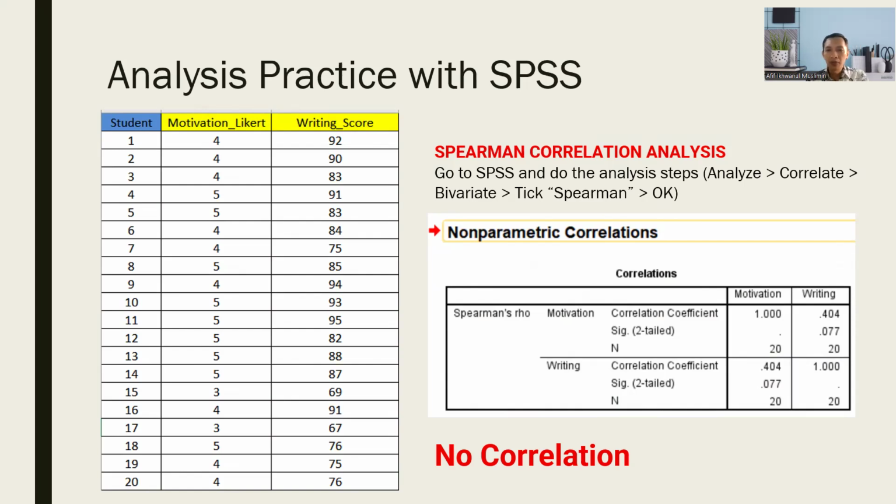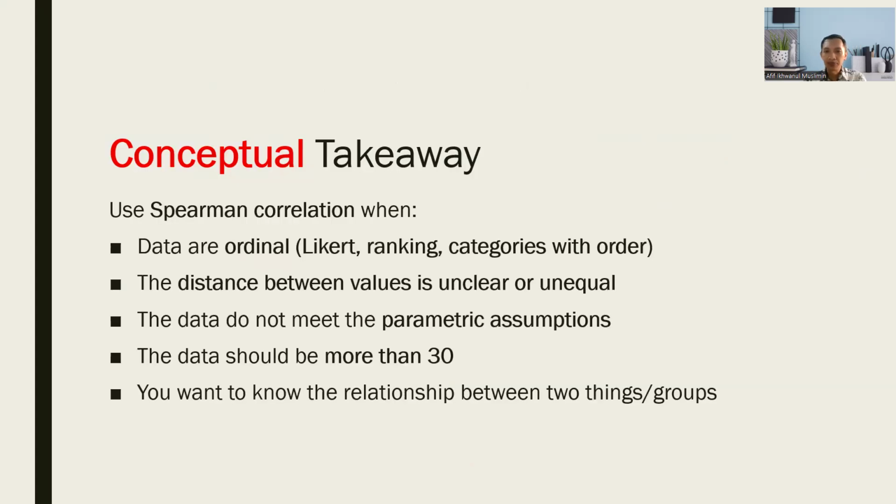From the table, we can see that there is the word non-parametric correlations. Why was non-parametric correlation conducted? Because your data was not normally distributed. Here you can see that the motivation score has a significance above 0.05, so it means that there is no correlation between writing and motivation. Based on this data, the data is not normally distributed, and the result is that the two variables are not related or not correlated.